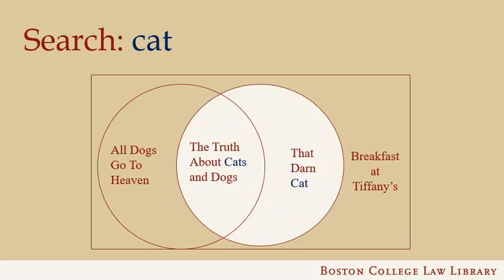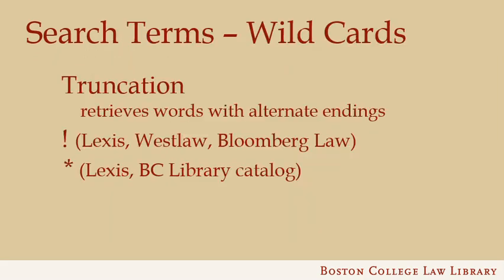This is an illustration of how a search through a very small database for the word cat would work in a Boolean search on Lexis or Westlaw. This would not be the search results if you searched for cats on Westlaw. There are some special characters you can use to build your own equivalents. These are called wildcards. The first wildcard is the truncation character. This retrieves words with alternate endings.